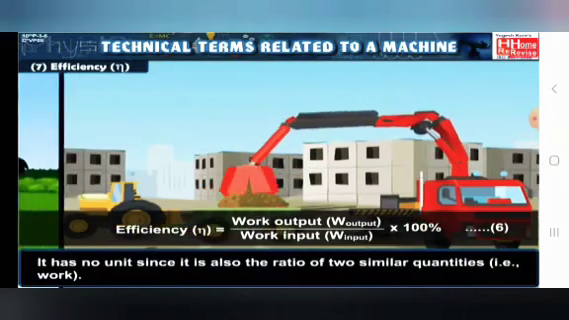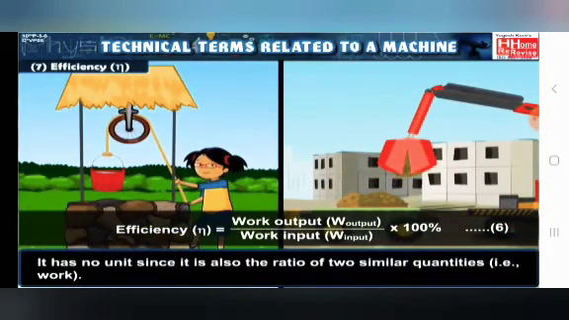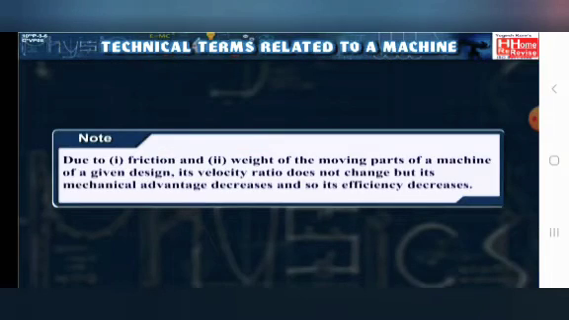Efficiency has no unit since it is also the ratio of two similar quantities, that is, work. Note: due to, first, friction, and second, the weight of the moving parts of a machine of a given design, its velocity ratio does not change, but its mechanical advantage decreases, and so its efficiency decreases.